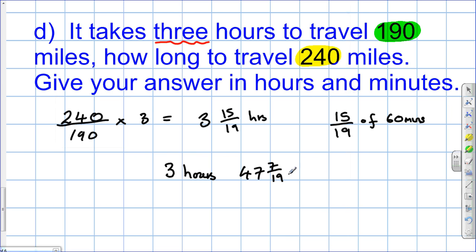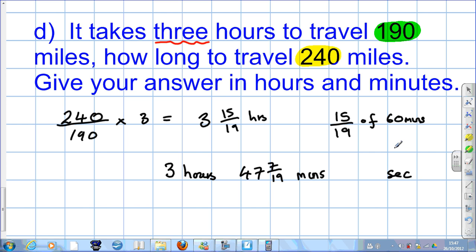And if it was a higher level paper, I might actually ask you for the answer in seconds. Then you would take this bit here and you multiply it by the number of seconds in a minute.